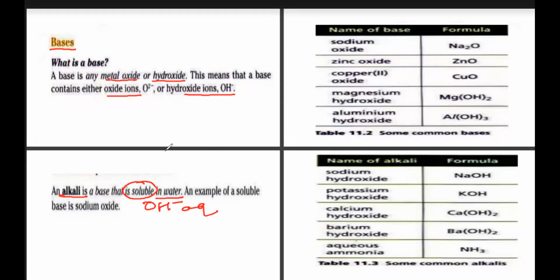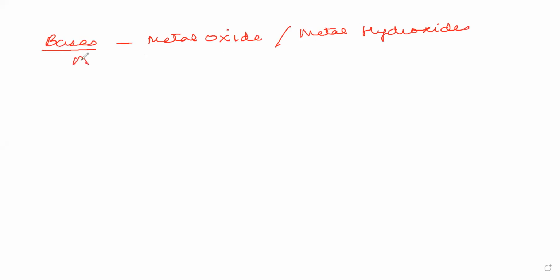Now we have all the metal oxides and hydroxides, which are termed as metal oxides or metal hydroxides and are basically known as your bases. The soluble ones are known as alkalis, but still we need to know exactly which metal oxides and hydroxides are soluble. So I'm just letting you know the positions in the periodic table of the metal oxides and hydroxides which will be soluble.